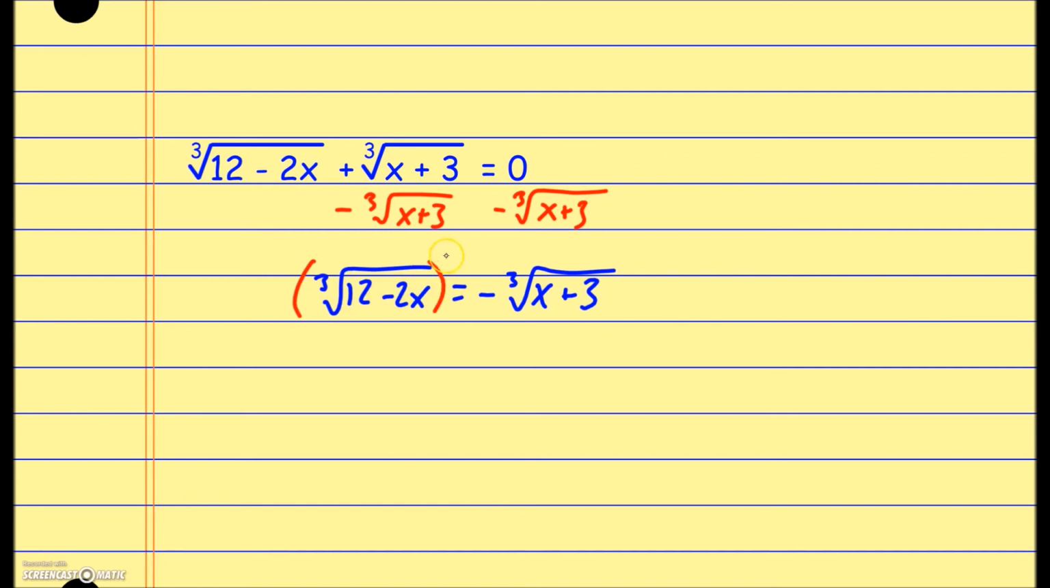So now I'm just going to cube each side, raise each side to the third power. Just be careful when you do this. Over here, I'm left with a 12 minus 2x. Over here, keep in mind, this is like a negative 1 out front. So negative 1 to the third power is negative 1. The cube and the cube root cancel out. So this piece becomes just an x plus 3, but I still have to multiply those two things. So when it's all said and done, it becomes a negative x minus 3.